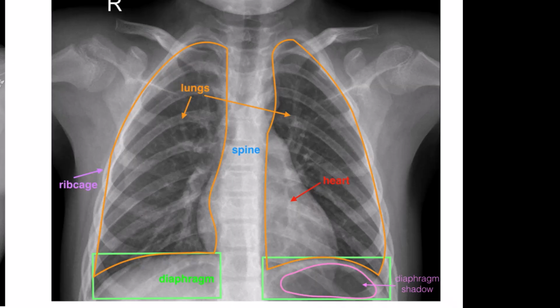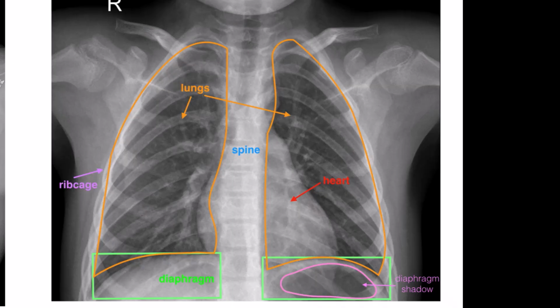Number 1, lung fields. Are both lung fields fully visualized? Is there any sign of pneumothorax, hemothorax, or contusion? Number 2, the pleural spaces and costophrenic angles. Are the angles sharp and visible? Any fluid levels or blurring? Number 3, we look at mediastinum and trachea. Is the trachea midline? Is there any widening or shifting suggesting tension or vascular injury?